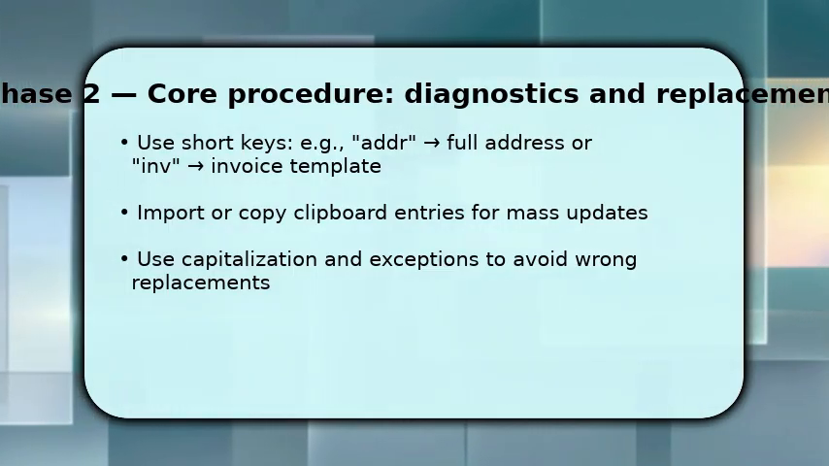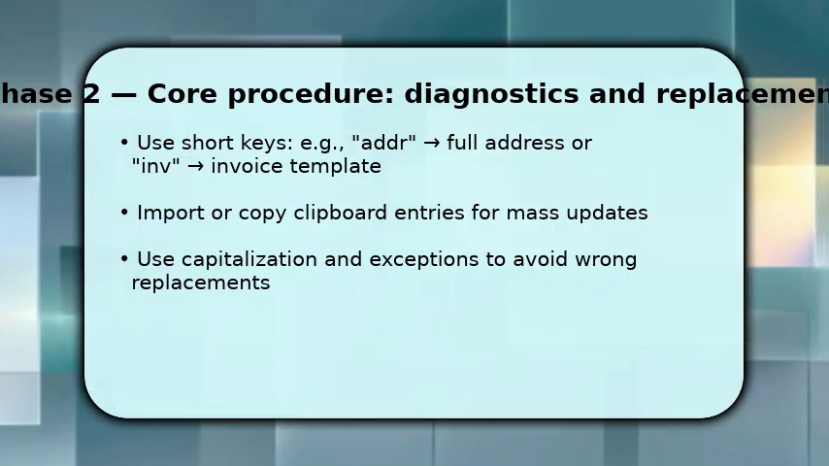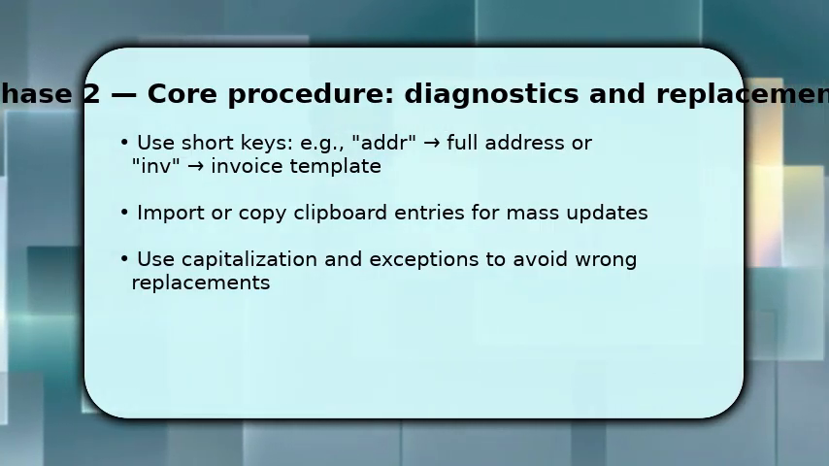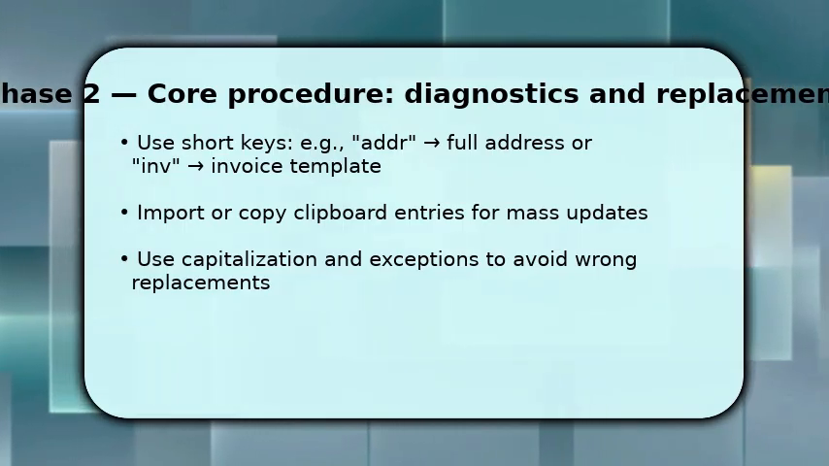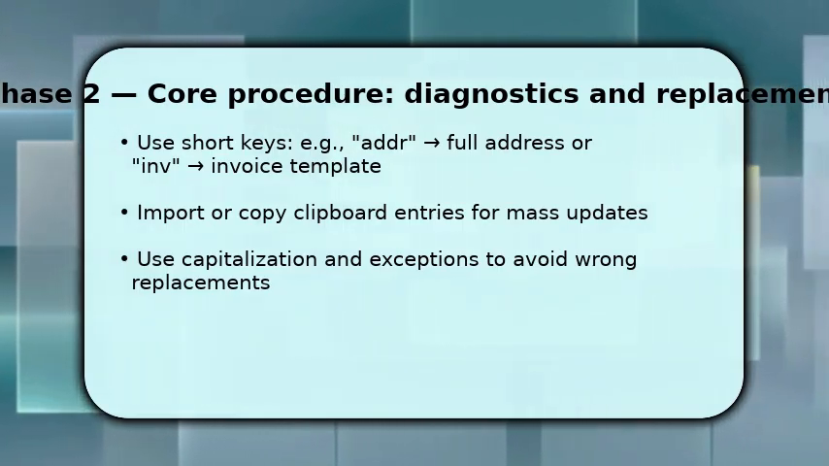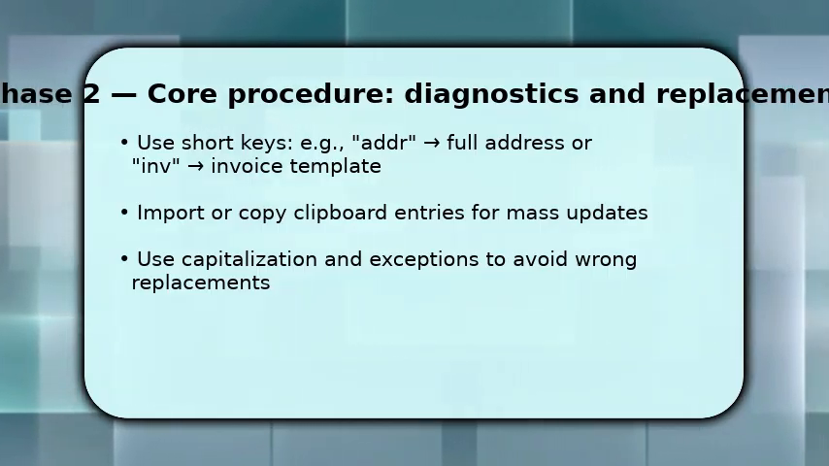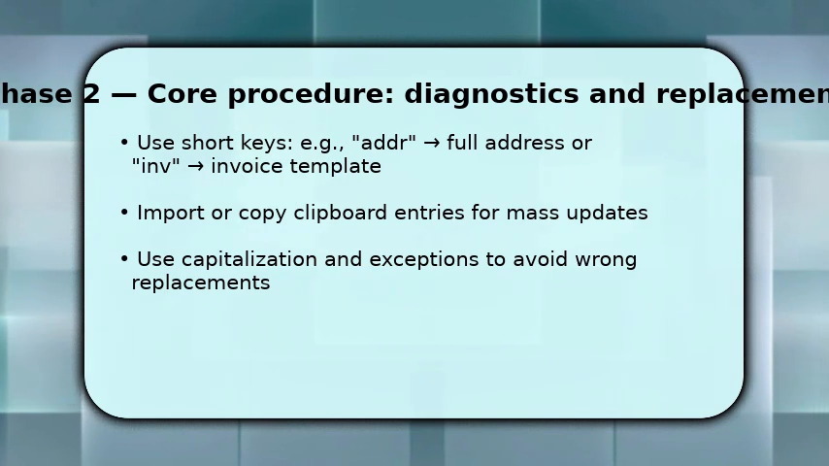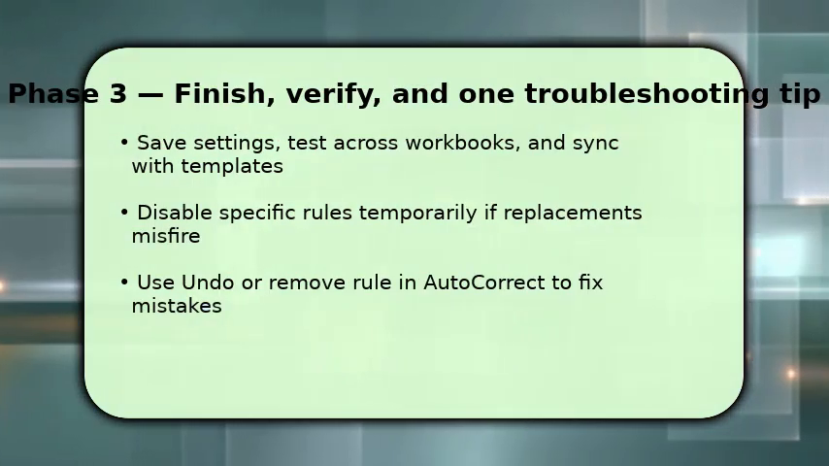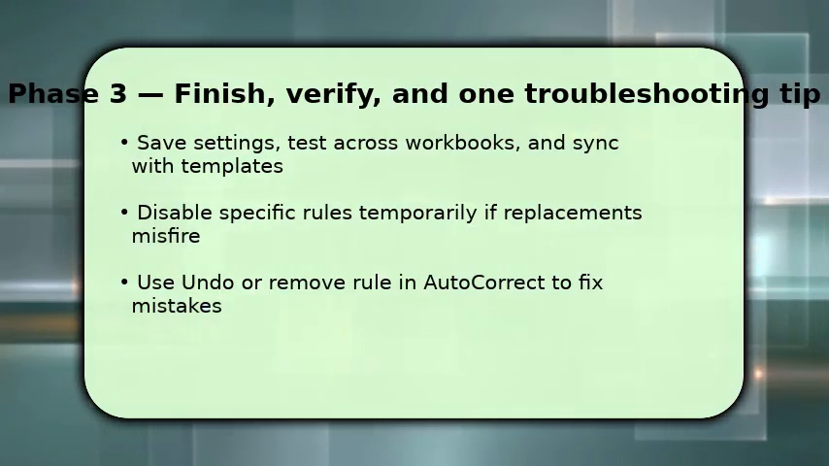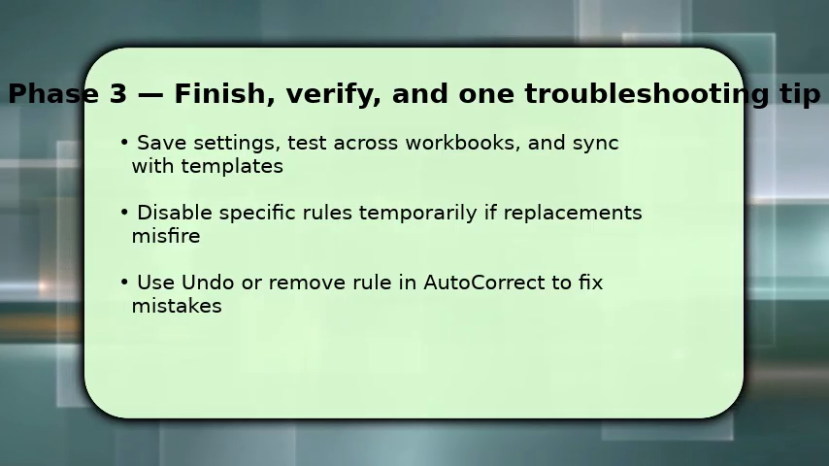Make sure to set capitalization rules and add exceptions so Excel won't replace legitimate words. This avoids frustrating overwrites. As you proceed, test each rule in diverse cells to confirm context sensitivity and refine triggers. Finish by saving your autocorrect changes and testing them in several workbooks and templates so rules behave consistently.